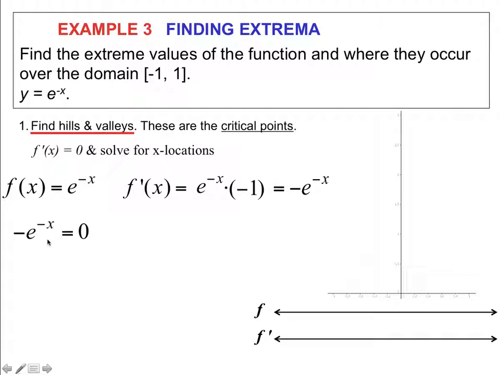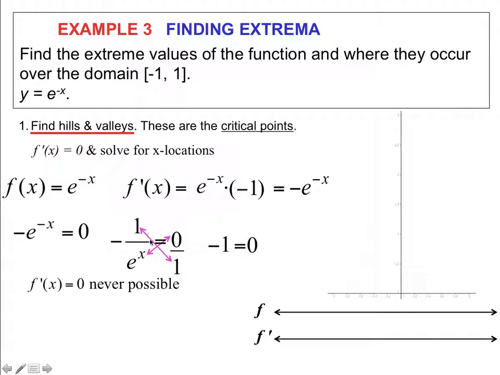That's really the question being asked. And so I'm going to think of negative e to the negative x as negative 1 over e to the x. And that, like the other example, we could cross multiply. We have negative 1 equals 0. That never happens. In other words, in order for this to be 0, I'll come back to this expression, the numerator has to be 0, and the numerator is 1. It'll never be 0. So we know we have no hills and valleys over this domain.